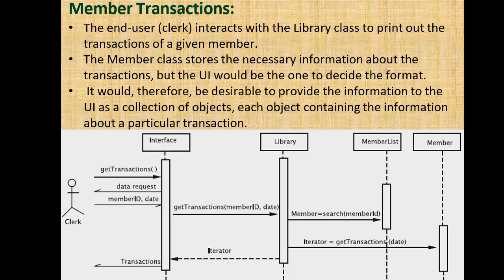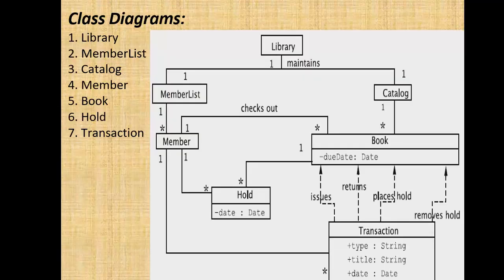Get transaction: you request the data, give the member ID and date, get transaction based on member ID and date, then search that member ID, create an object, then get transaction, which is an iterator based on date, and give the transactions to the clerk.